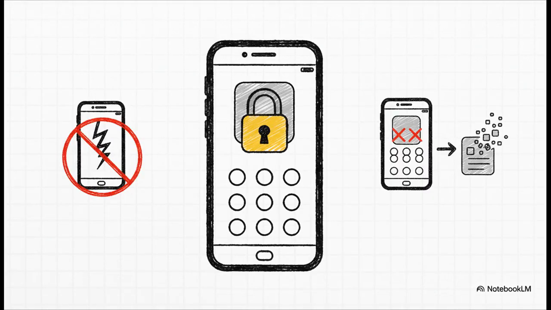Now, the other side of the coin is access. It's not just about protecting the data, it's about making sure the right person is getting to it on a safe device. So you can require a PIN just to open your work apps, block access completely if a phone is jailbroken, or even wipe the corporate data after too many wrong PIN attempts.